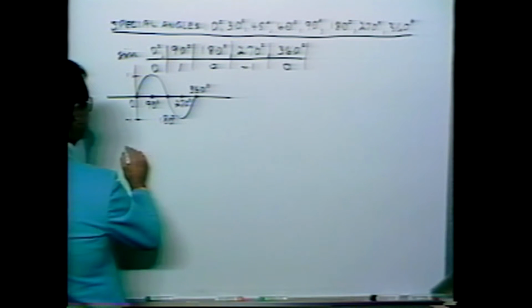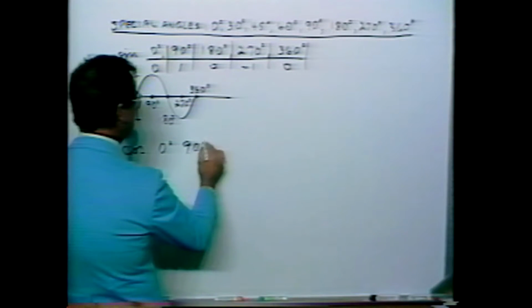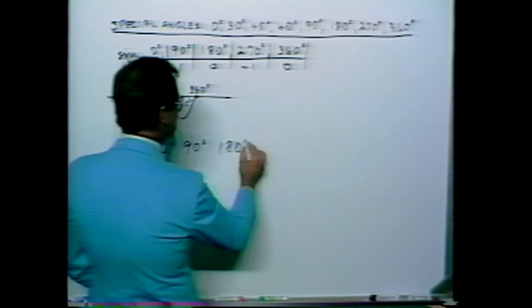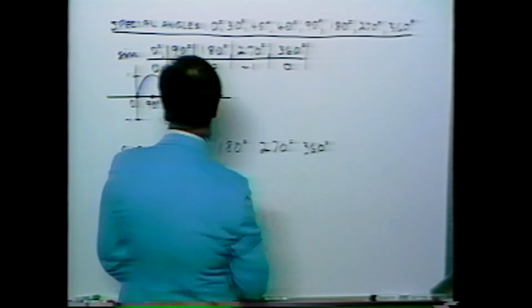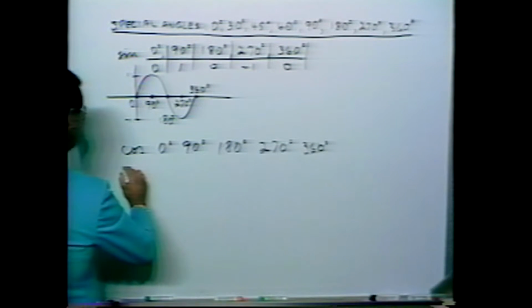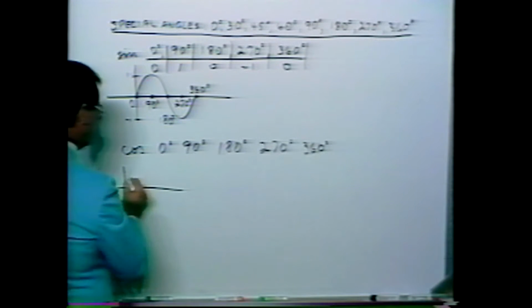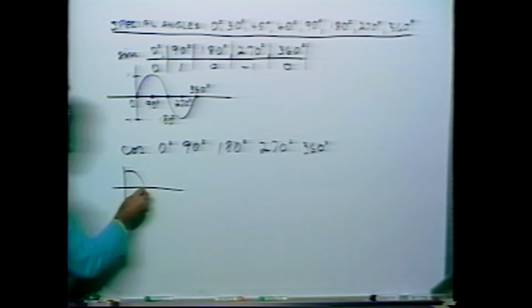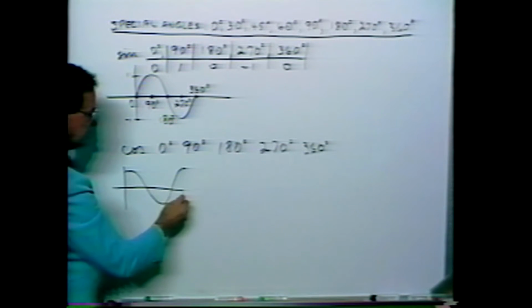Similarly for cosine, 0 degrees, 90 degrees, 180 degrees, 270 degrees, and 360 degrees. Draw a quick sketch of the cosine graph. Starts up here at 1, comes down like this, comes back up like this, and ends over here.